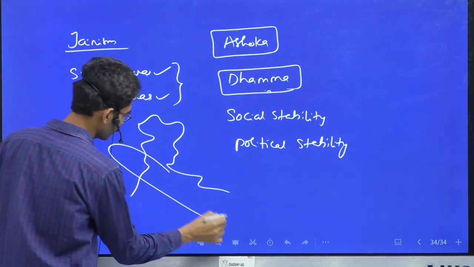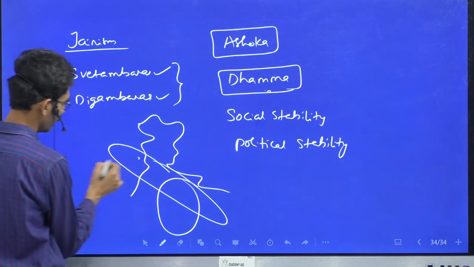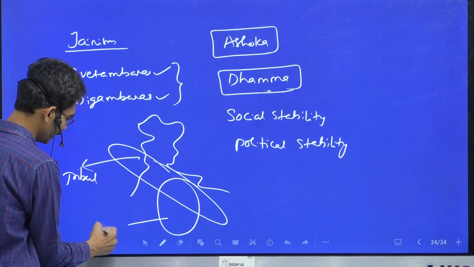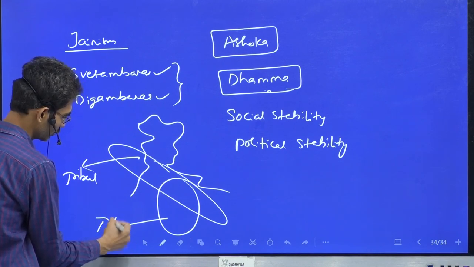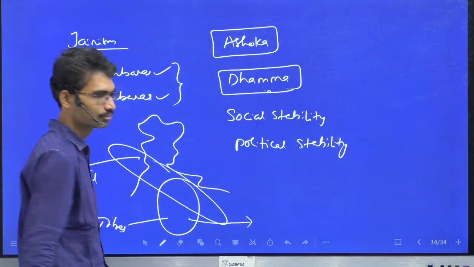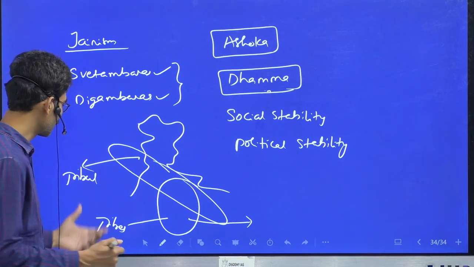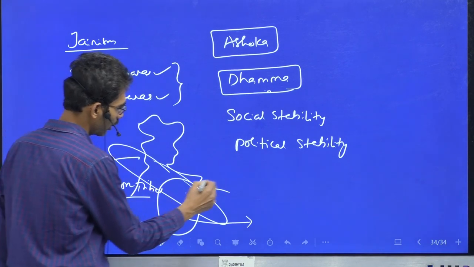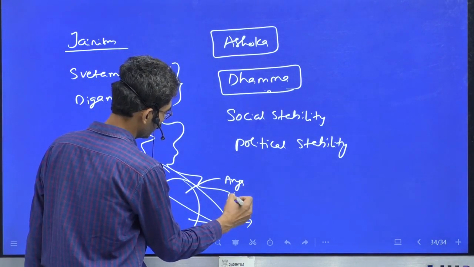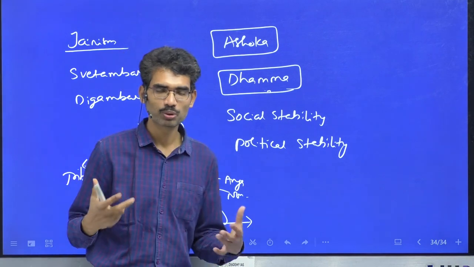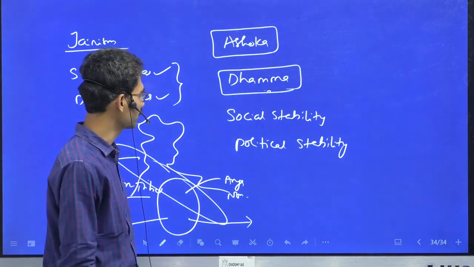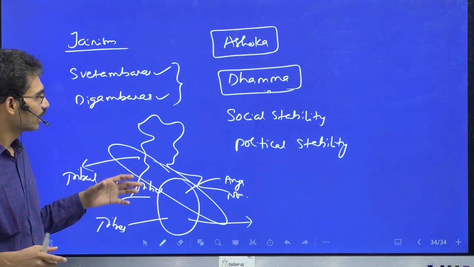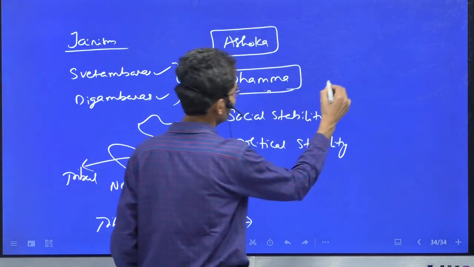From this area to this area, there were different tribal people here, different tribes here, different ones here. So many tribal people, non-tribal people, Aryans, non-Aryans, Brahmanical, Buddhists, Jains, different principles. That's why, to manage so much diversity, he wanted to give some kind of code of conduct.